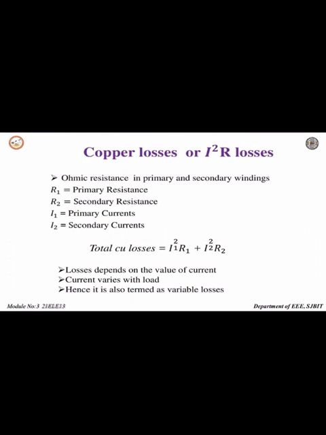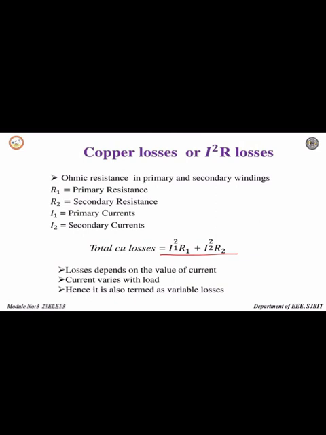Next one will be the copper loss, also called the I square R loss. Since resistance is present in both the primary and the secondary, we use copper or aluminum as the winding material, so obviously it will contain some resistance. When current passes through that resistance, we have an I square R loss. In the primary, let us assume the current flowing is I1 and the resistance is R1. Similarly, the current in the secondary is I2 and the resistance is R2. So the losses will be I1 square R1 in the primary winding and I2 square R2 in the secondary winding. The total copper loss is the primary winding loss plus the secondary winding loss.